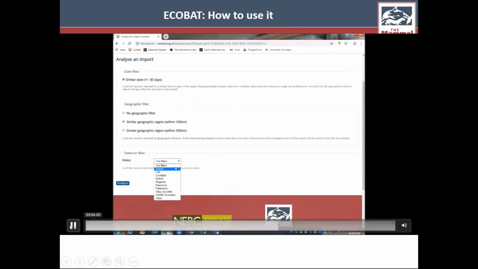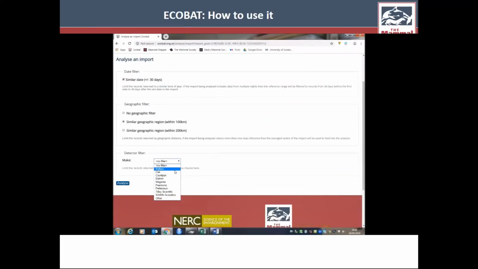Yeah, so basically you can set whether you're going to just look at data that was recorded in a similar time to you, which is the bit at the top, the plus or minus 30 days, and whether you're going to try and look within a similar geographical region. And I know that for some of you, you're going to think 100 kilometres, that's quite a long way. That's something we'll be able to bring down as more data get into the system.